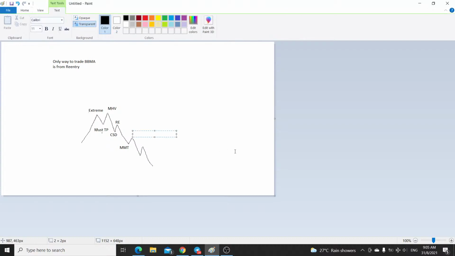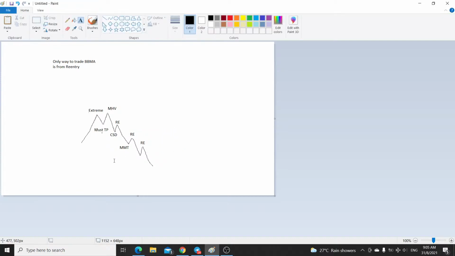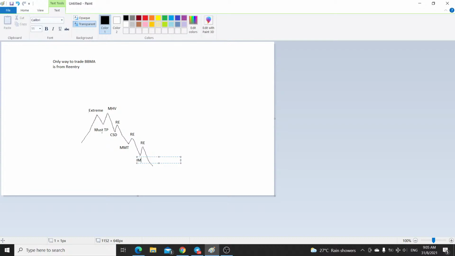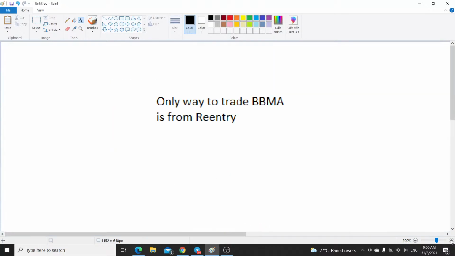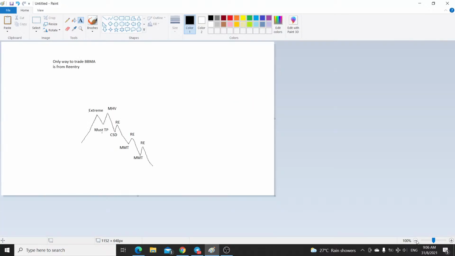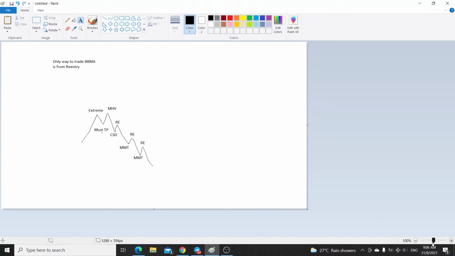So where do you enter? This is a tricky question. There are a few ways that you can enter here. So we know this is a structure. So where do you enter? You only enter here.